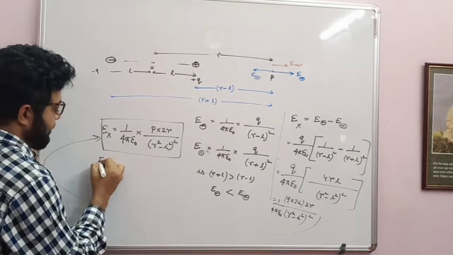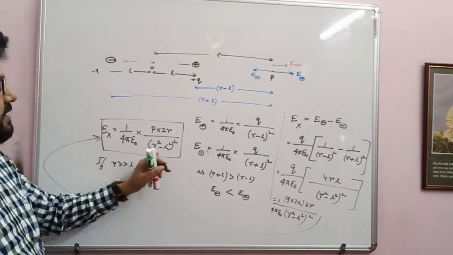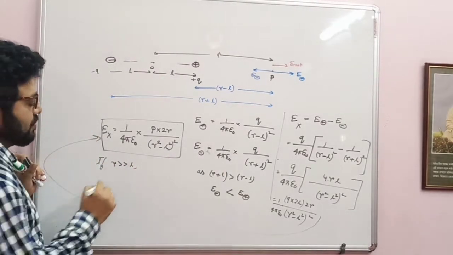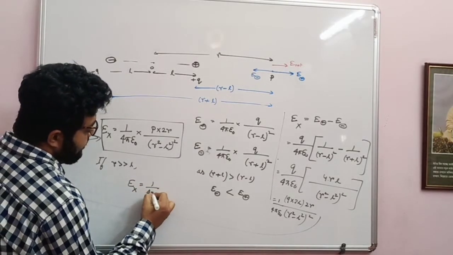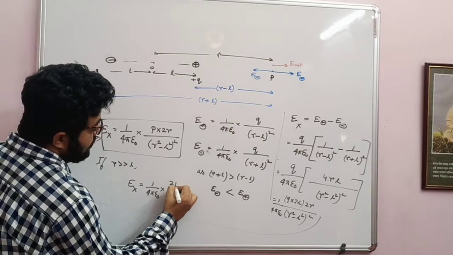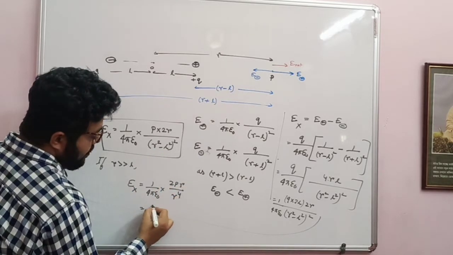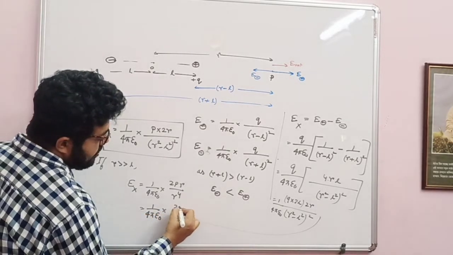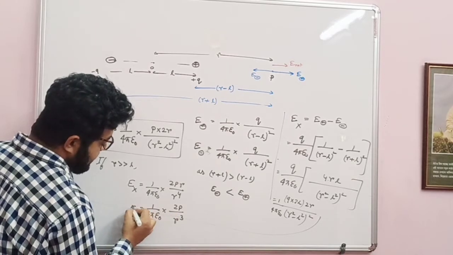Now if r is much greater than L, we can neglect L square as compared to r square. So the electric field at the axial position is 1 by 4 pi epsilon naught, 2Pr by r to the power 4, since L square is neglected, which is 1 by 4 pi epsilon naught, 2P by r cube. That is the value.